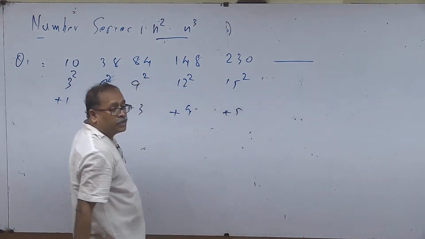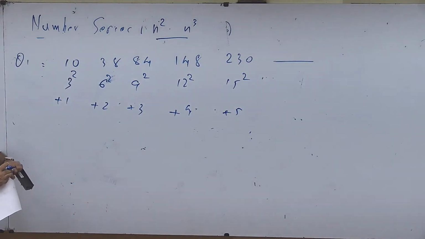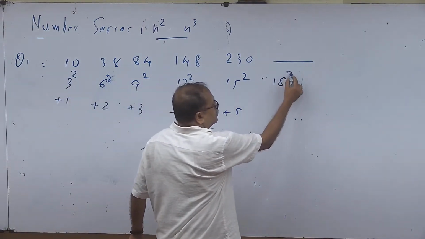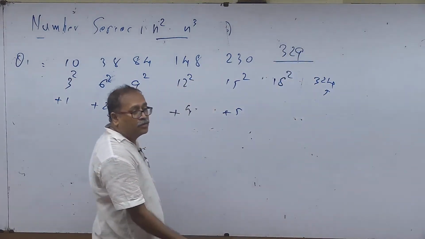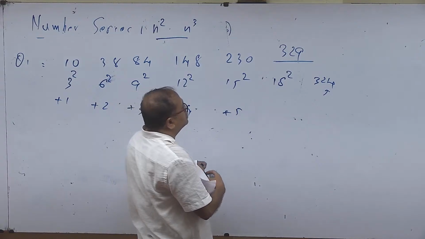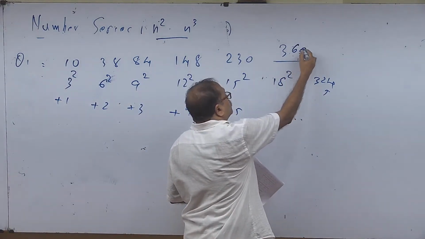If you notice what kind of numbers we are dealing with, all are multiples of 3: 3 times 1 is 3, 3 times 2 is 6, 3 times 3 is 9, 3 times 4 is 12, 3 times 5 is 15, and 3 times 6 is 18. So I should have 18 square plus 6. And 18 square is 324. So 324 plus 6 is 330.